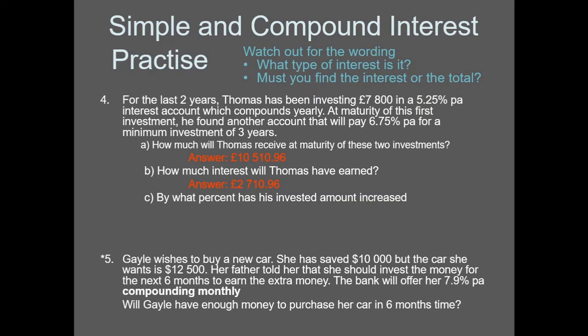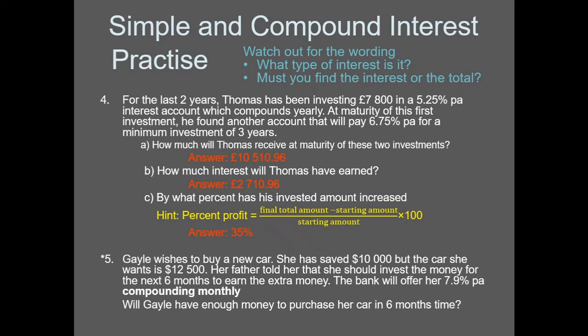If you were struggling with this, let me give you that hint. Percent profit, so the percent that it's increased by, is always worked out by finding the total amount at the end minus the amount you started with, and write that as a fraction over the starting value. So in this case, the amount at the end was 10,510.96. The starting amount was the 7,800. And we need to work out that fraction as a decimal, multiply it by 100 to make it a percentage. And that percentage value was 35%.